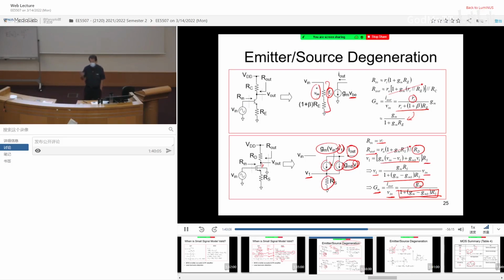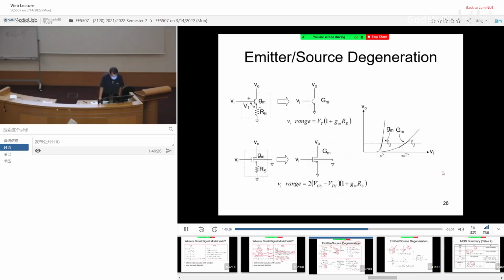Degeneration usually means degrade. So for this kind of amplifier, it degrades the GM. It degrades the transconductance factor. But this will lead to smaller gain, but it will help improve the linearity. How? So this figure gives an illustration. If you have a resistor inserted at the emitter side, you can lump this whole thing together and call it a new transistor.